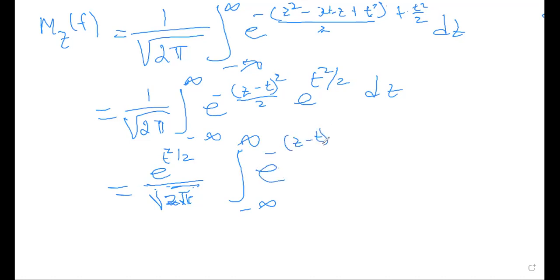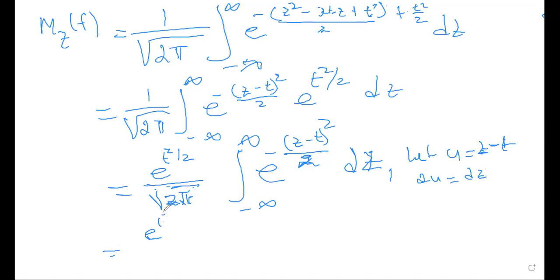Minus (z minus t) square over 2. This is over 2, dz. So we can do a change of variable here and set let u equal to z minus t. Then du is a simple change of variable equal to dz. Then this becomes e to the t square over 2 divided by square root of 2 pi, integral from negative infinity to infinity of e to the minus u square over 2 du.